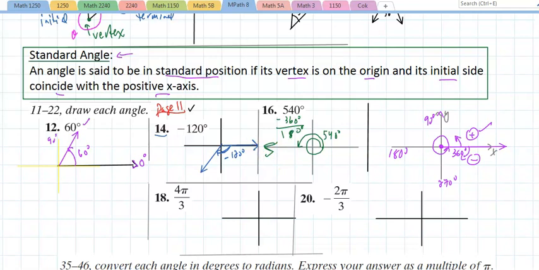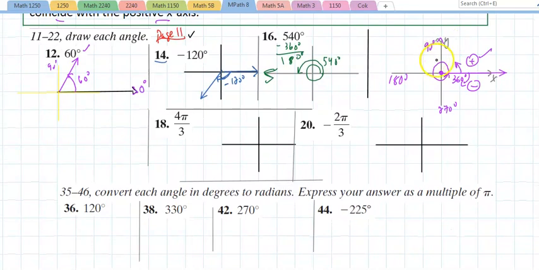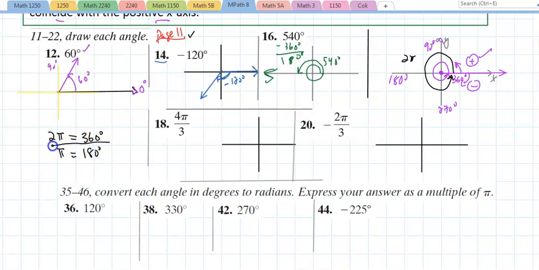Now, one full revolution around the circle is 360 degrees, but there's also another measure for that. We say that's 2 pi radians. 2 pi radians is equal to 360 degrees. If I divide both sides by 2, pi is 180 degrees. I'm going to use that as a scale anytime I want to convert back and forth.